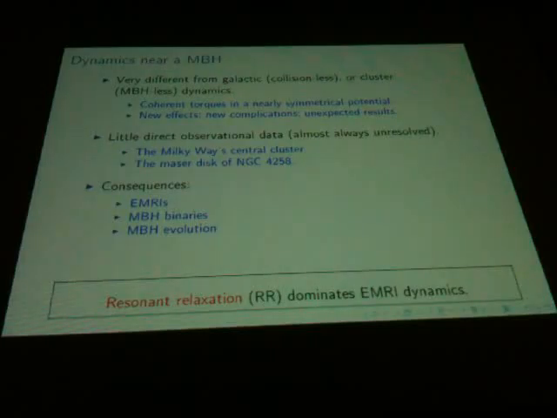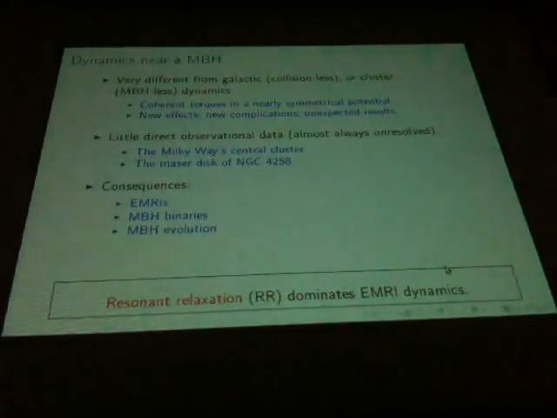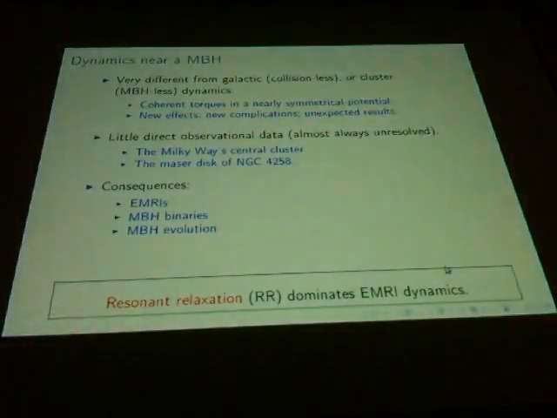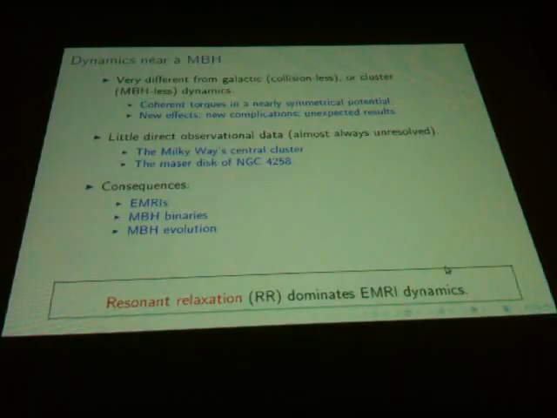Of course, we are mostly interested in this workshop in understanding what all this means for EMRIs, but in fact it turns out that there are consequences also for the coalescence of massive black hole binaries, and maybe even for the actual evolution of black holes themselves. So the process is in some sense iterative. I started out by trying to understand better EMRI dynamics.